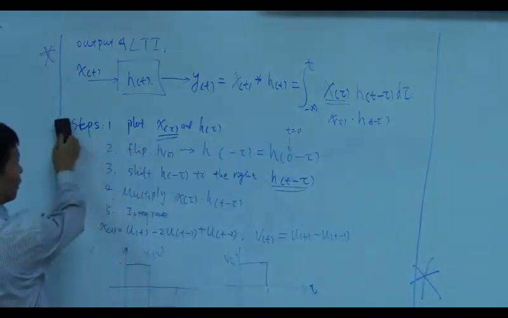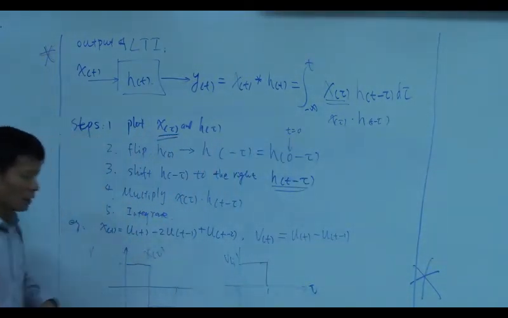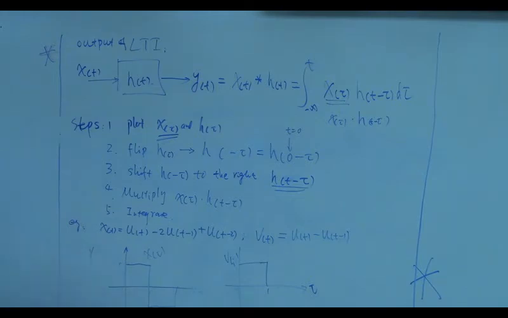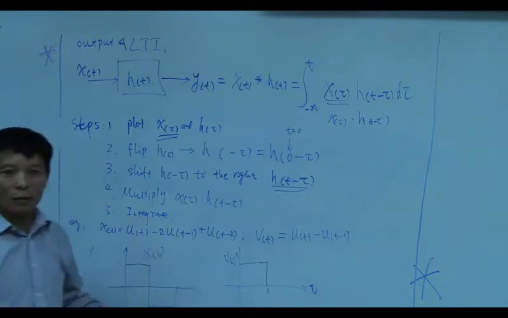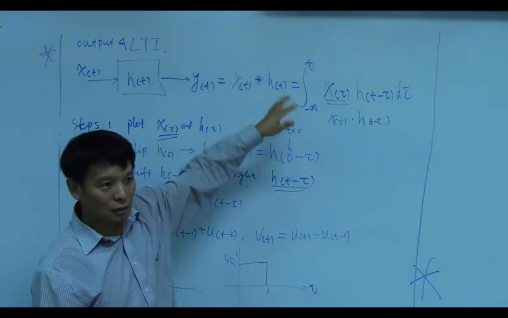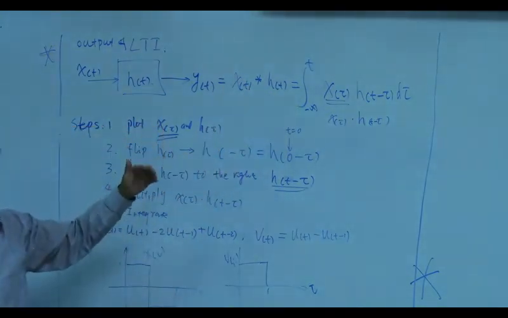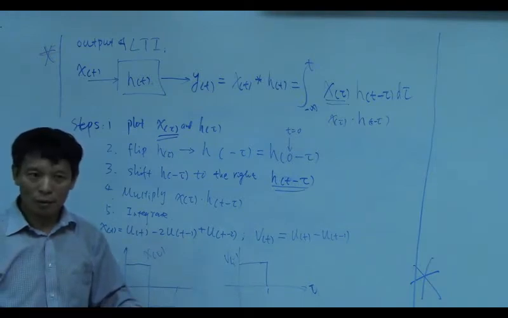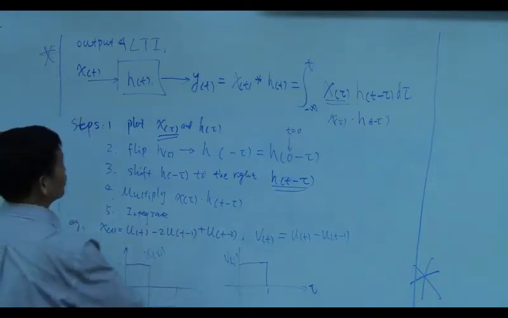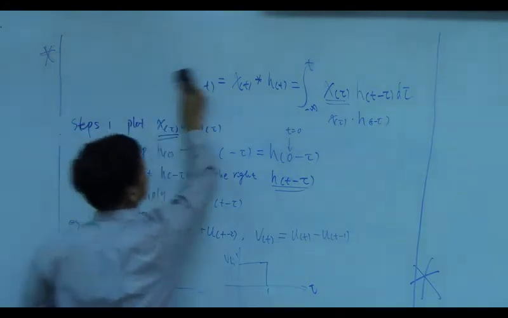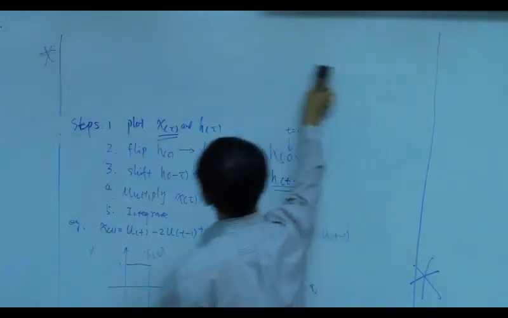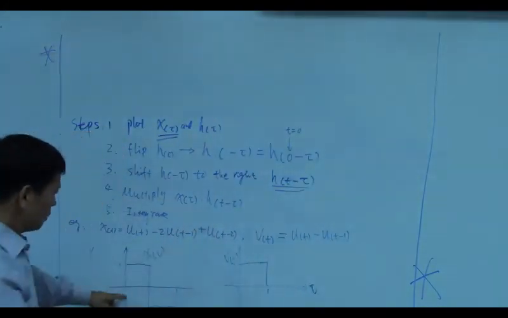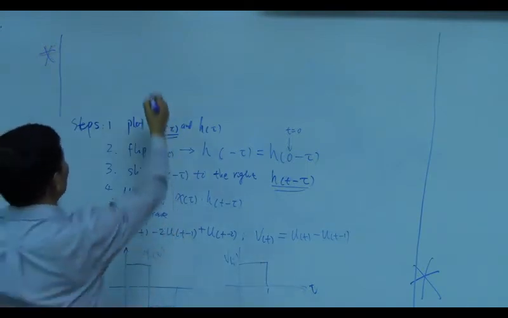So this is step one. We plot this. What's the next step? We need to flip one of these two. Which one you want to flip? You can flip anyone because we already said both ways work. So for example, I flip this one. Okay, let me redraw this.